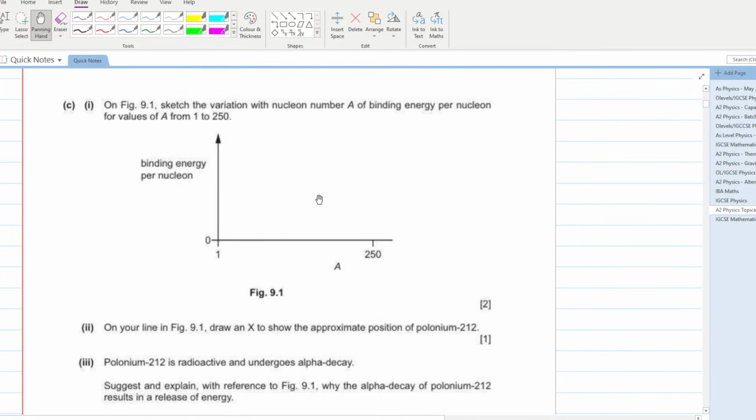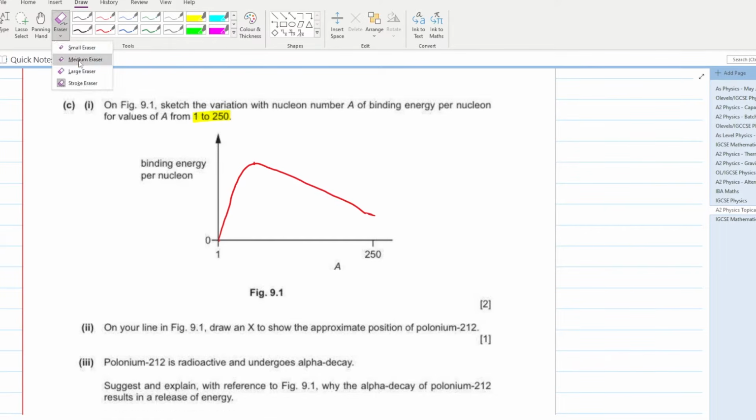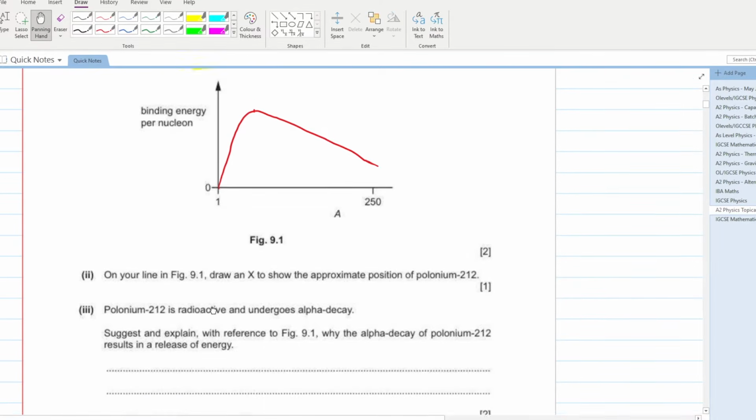On figure 9.1, sketch the variation with nucleon number of binding energy per nucleon for values of A from 1 to 250. So as your nucleon number is going from 1 to 250, you have to show the binding energy per nucleon. We know that binding energy peaks at iron, somewhere here, and then it starts to decrease. Something like this. Let's correct this graph. Something like this. Yeah.